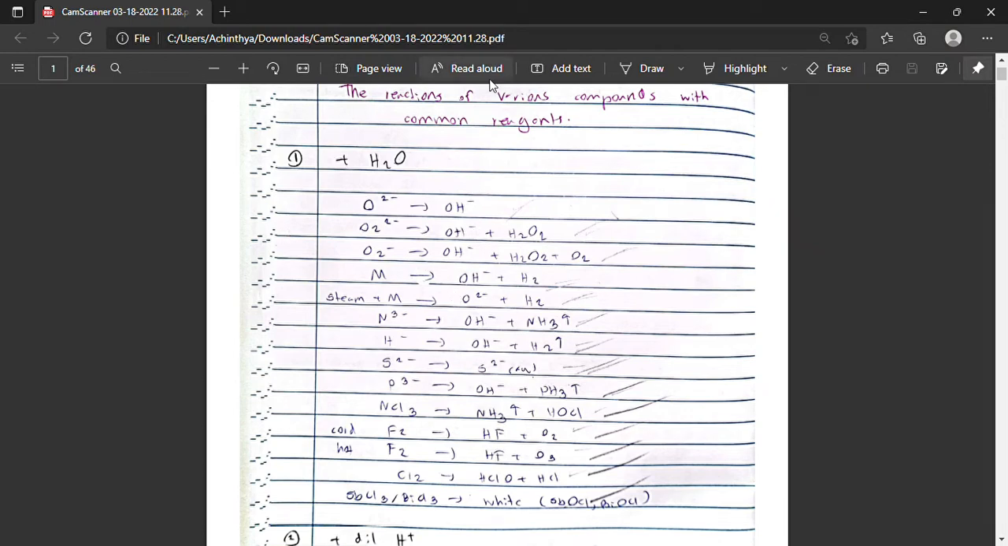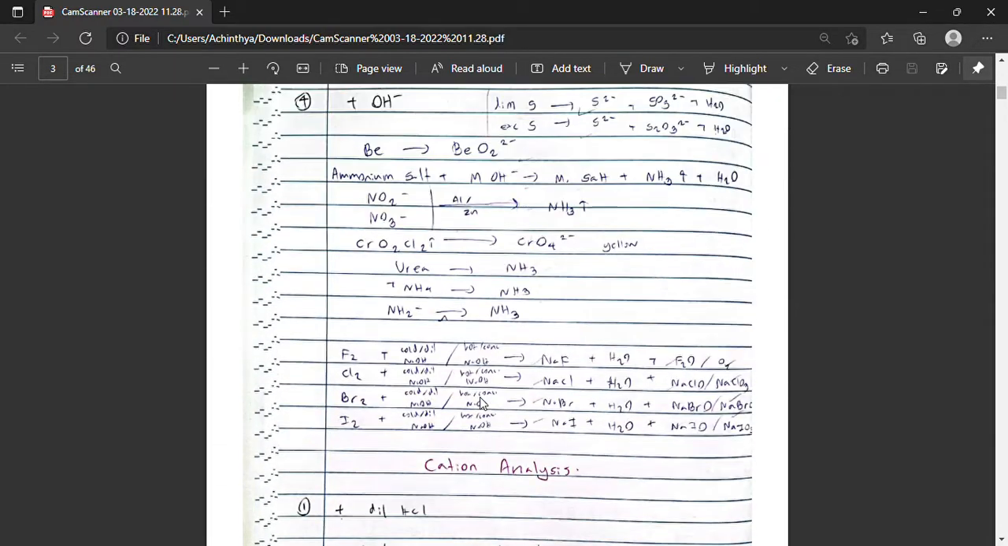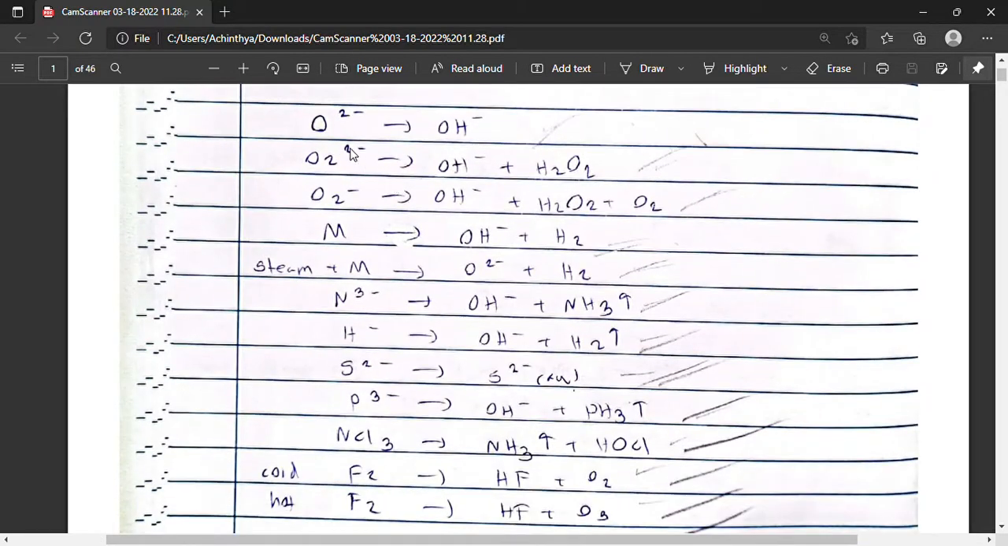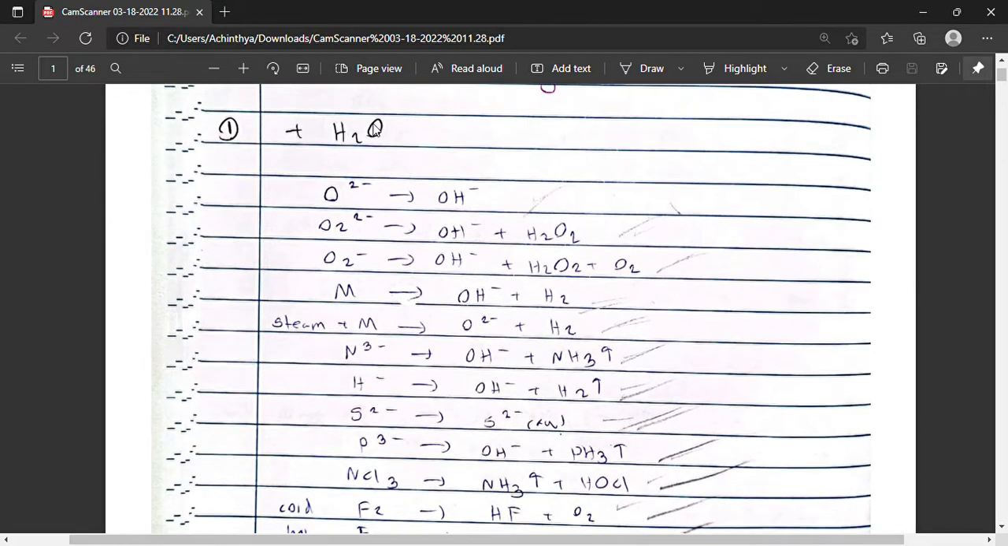Okay, let's do a quick re-summary of the inorganic syllabus, but in a different style. These reactions are what happens when we just add water into these groups. If we add water, the metal oxide becomes the metal hydroxide.